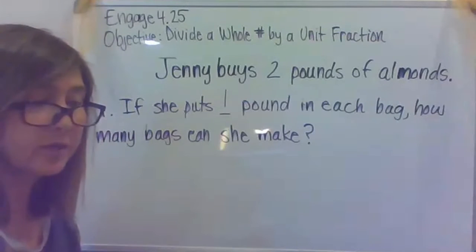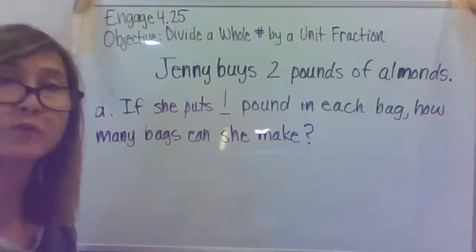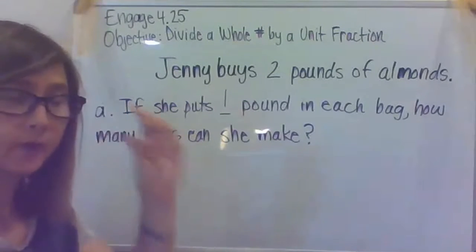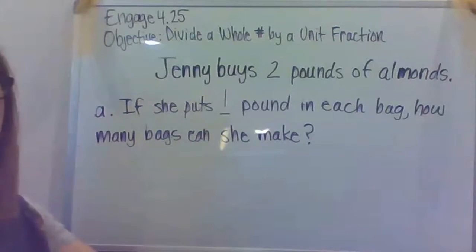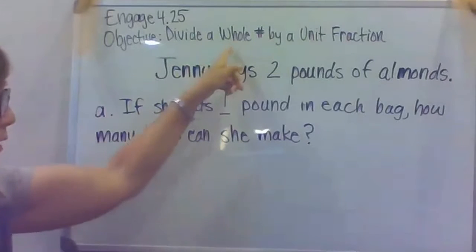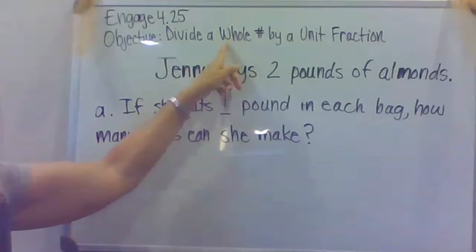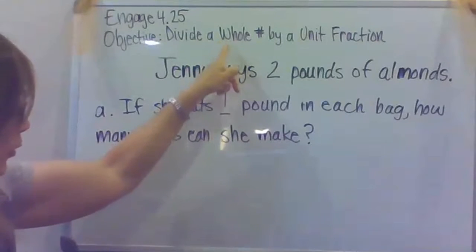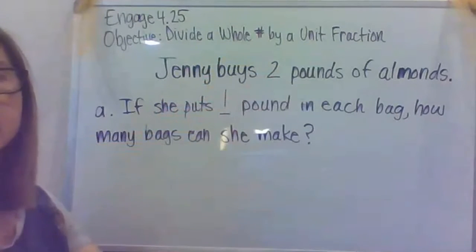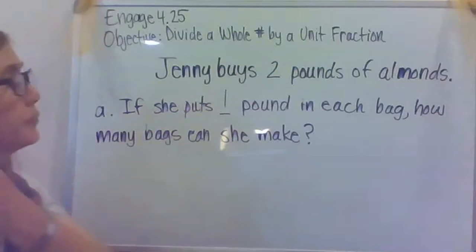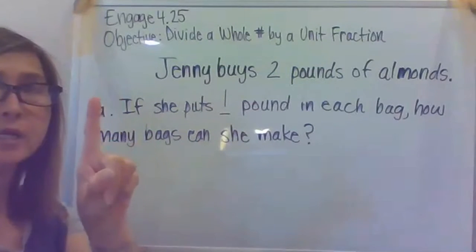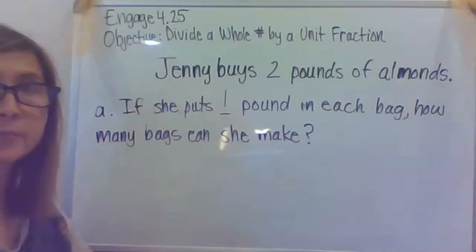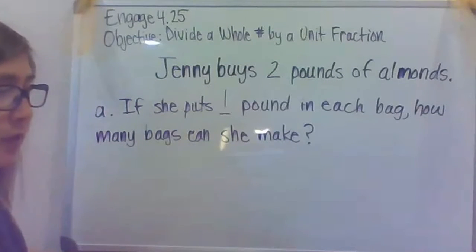Today you're going to be working on your module 4, lesson 25 from Engage, and the objective is to divide a whole number by a unit fraction. So again, think a whole number. So 1 is a whole number, 2, 3, 4. You're going to divide a whole number by a unit fraction. So think to yourself again, what is a unit fraction? That's right, a unit fraction, 1 is the numerator. Divide a whole number by a unit fraction.